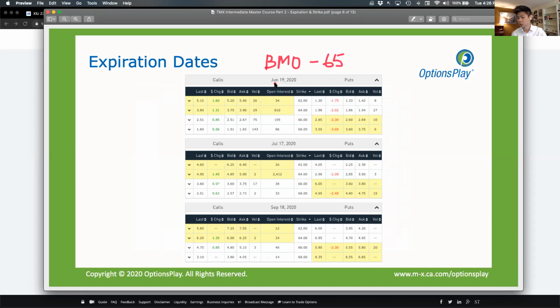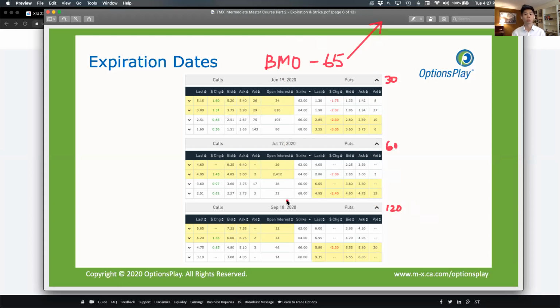And this is the option chain for June, July, and September. June expiration is roughly 30 days away. July is roughly 60 days away. And September is roughly 120 days away, okay? Now, let's say you think BMO stock is going to go high. You want to buy low, sell high. So you're looking at the option chain. You say that I have the option to buy a June option, I have the option to buy a July option, I have the option to buy a September option.